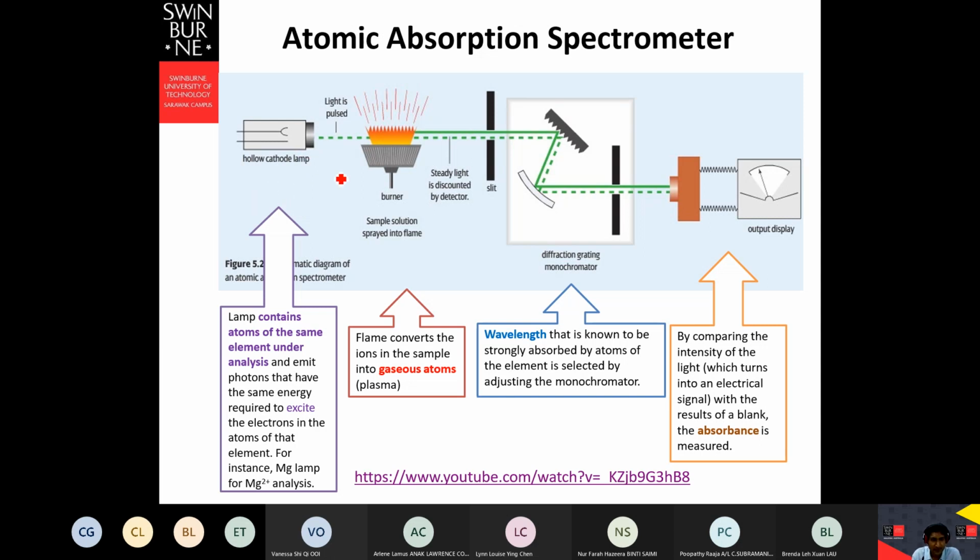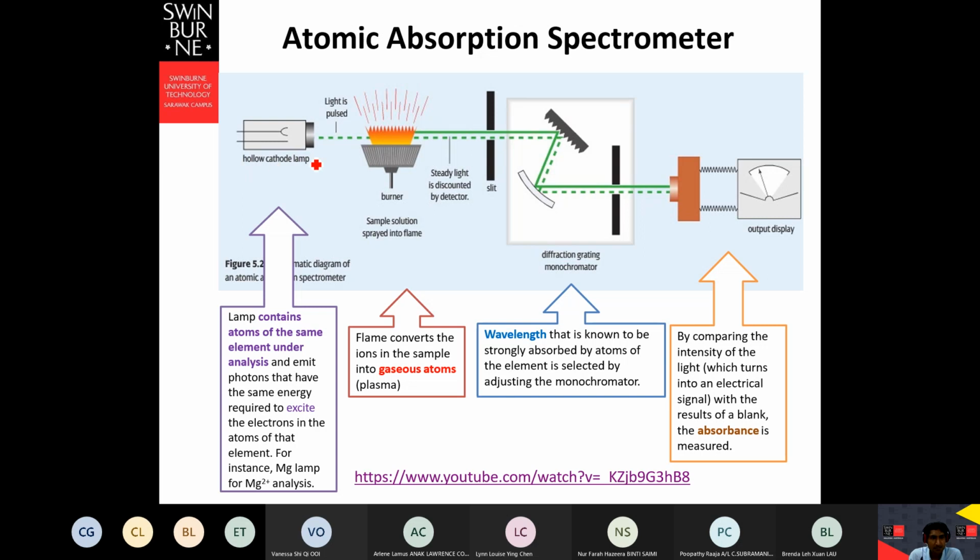And then the sample is fed into this burner, because the sample needs to be vaporized, right? Vaporized means it has to be in gaseous form. If it's in liquid or solid form, the atoms are not going to absorb the light from the cathode lamp. So the sample has to be vaporized or atomized. At a higher temperature, a little bit of the sample is sprayed, so it immediately vaporizes with this high heat burner.